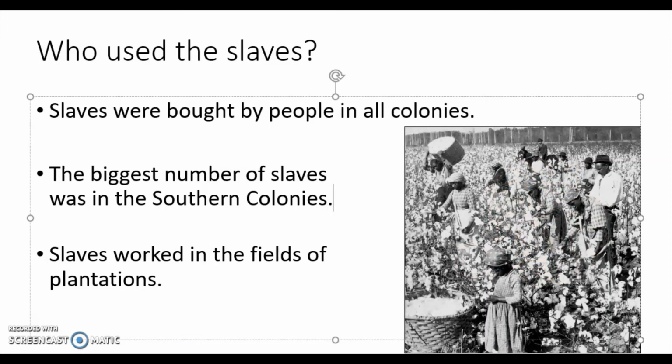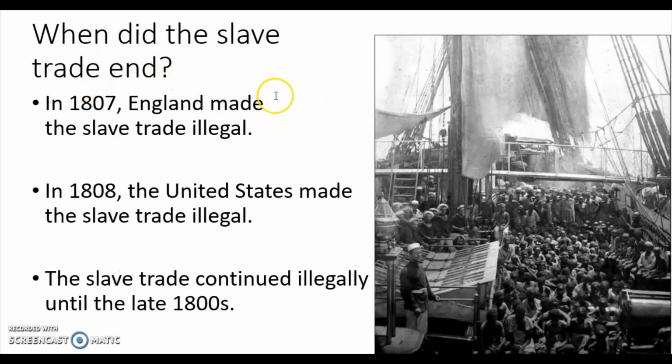Okay, let's try to wrap it up. When did the slave trade end? It had to end at some point, right? We're not just bringing people from Africa right now, right? So in 1807, England made the slave trade illegal. In 1808, the United States made the slave trade illegal.